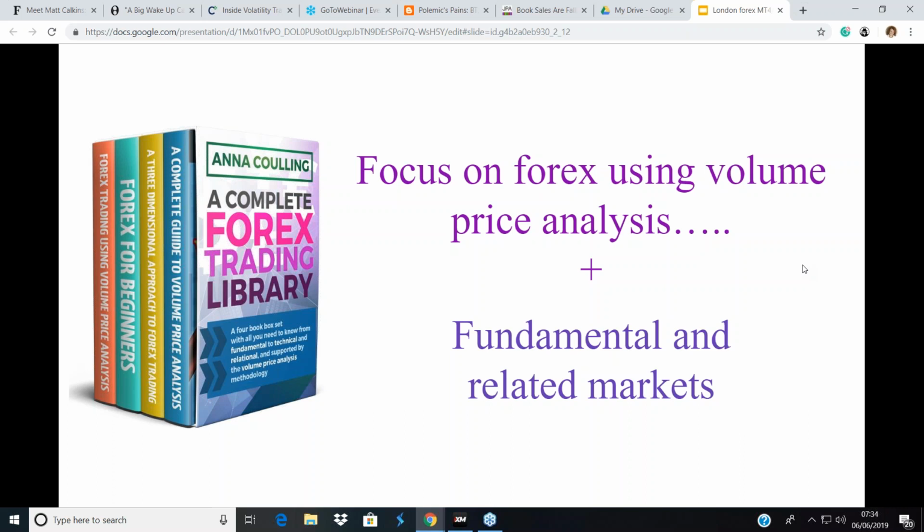And looking at the market not in one dimension, just through the prism of technical analysis, but what we call three dimensions: the technical, the fundamental, and related markets. But I suppose we should call it four dimensions. There is a fourth dimension, which is the politics, as you well know.